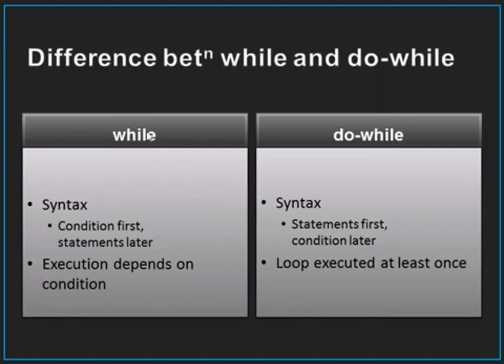Now the differences between do while and while loop, as I've already told: the syntax is such that the condition is first and the statements are later in the while loop. In the do while loop, the syntax is such that the statements are first and then the condition is there. A while loop executes depending on the condition, and a do while loop executes at least once and then the next iteration is governed by the condition.